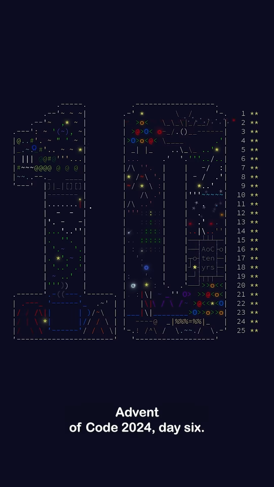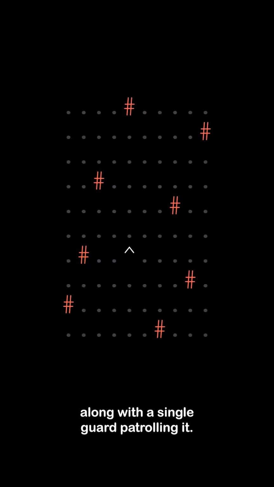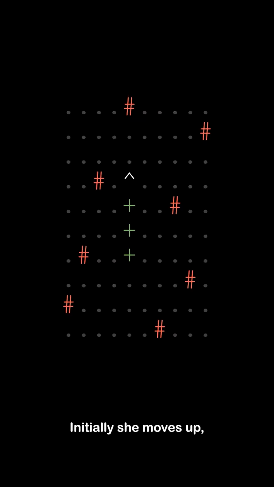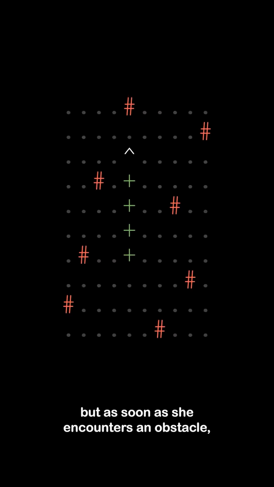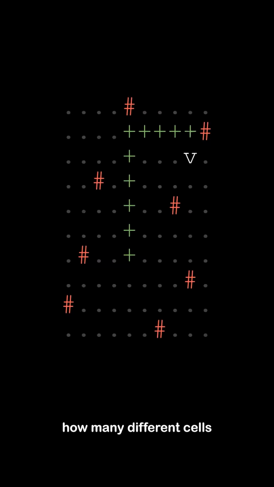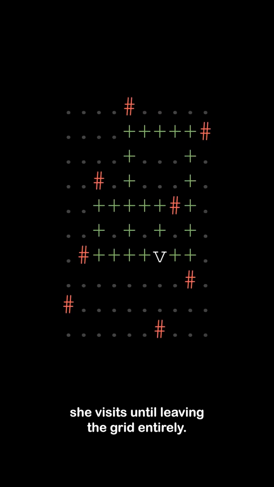Advent of Code 2024, Day 6. We have a grid with obstacles, along with a single guard patrolling it. The guard's movement is completely determined by these obstacles. Initially, she moves up, but as soon as she encounters an obstacle, she rotates clockwise by 90 degrees. For part 1, we want to know how many different cells she visits until leaving the grid entirely.